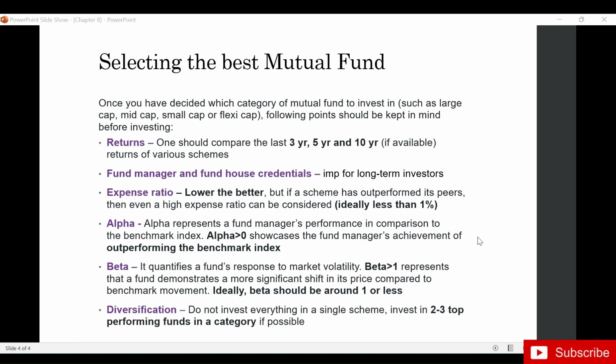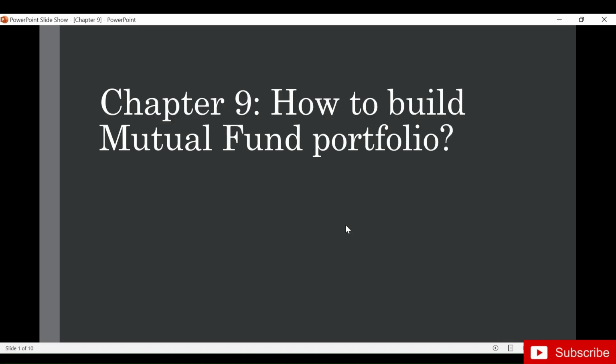The last point to keep in mind before investing is diversification. The investor should not invest everything in a single scheme. Instead, they should try to diversify their investments and invest in 2 to 3 top performing mutual funds in a category. In chapter 9, we are going to discuss how to build a mutual fund portfolio.